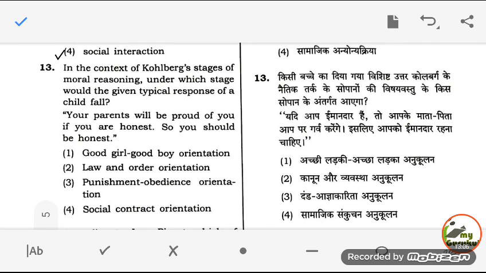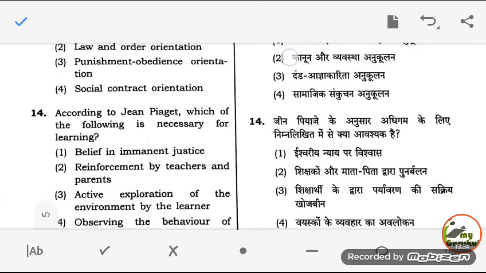So here, which one will be the correct option? The correct option in this question is good girl, good boy orientation. So this comes in good girl, good boy orientation. Okay, let's move to the next.